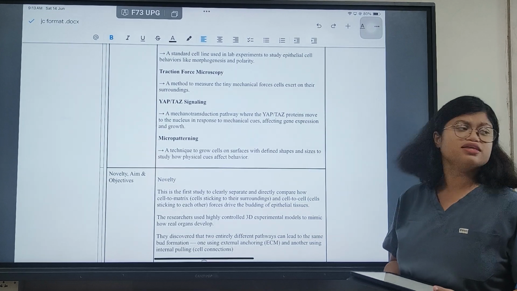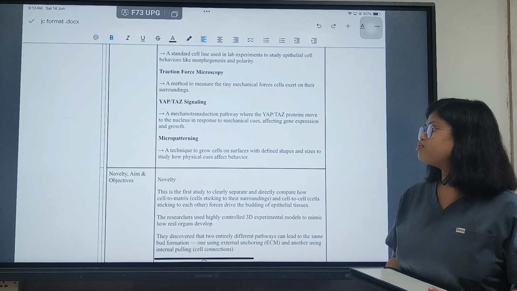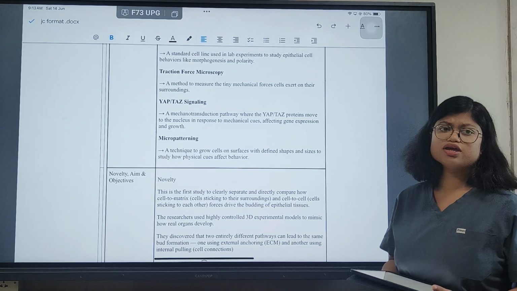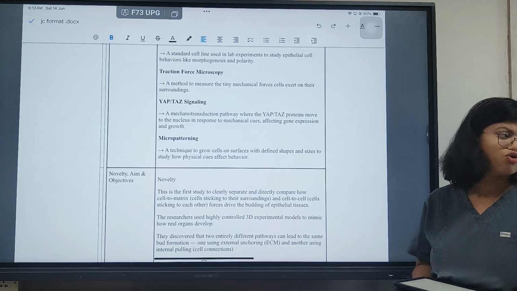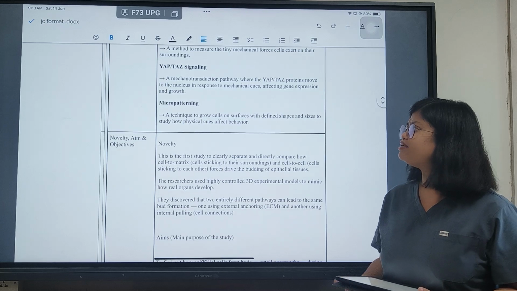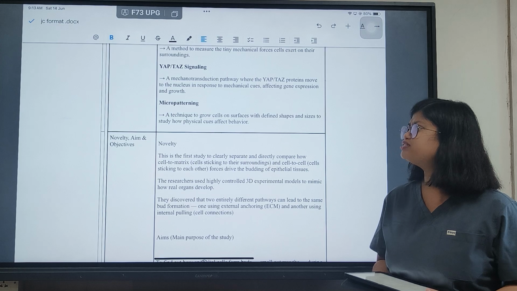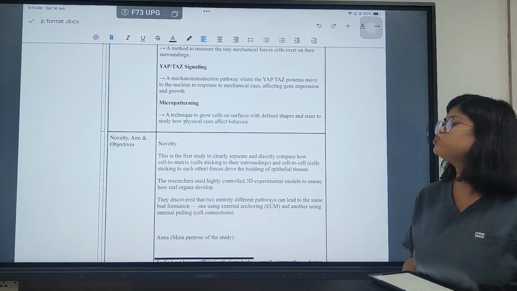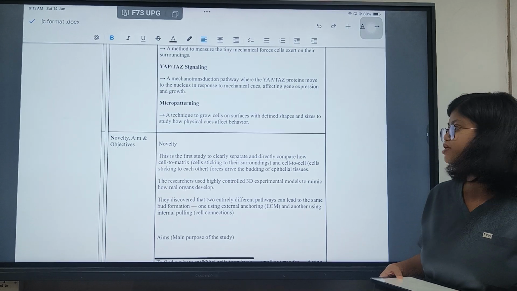YAP/TAZ signaling, these are two types of proteins which are developed through a pathway, and these help the proteins move to the nucleus in response to mechanical cues, affecting gene expression and the growth of the cells. And micro-patterning: they have developed two mini organoid models. The second one, micro-patterning, is a technique to grow cells on a surface with defined shapes and sizes to study how physical cues affect their behavior.